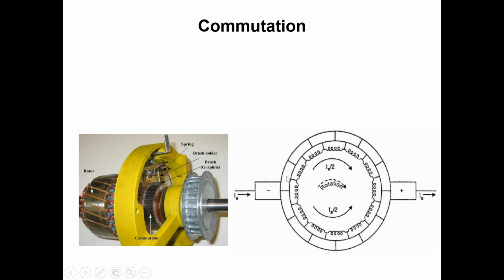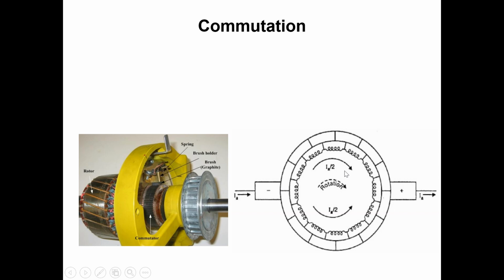Because in a DC machine, the commutator is a main part which converts the induced EMF, which is AC in nature, into DC. If we see this picture, there are various commutator segments, and one by one they go under the influence of a brush, either the positive brush or the negative brush.